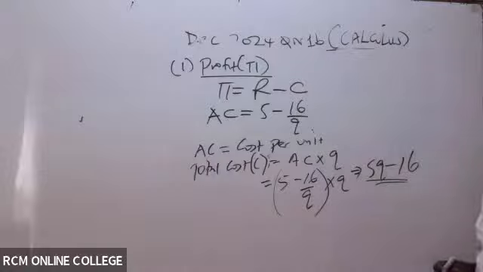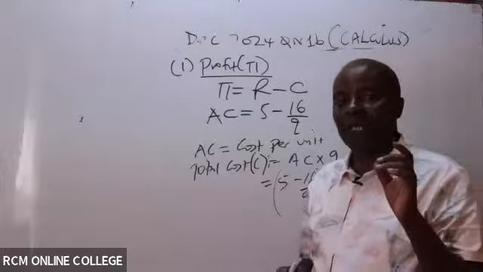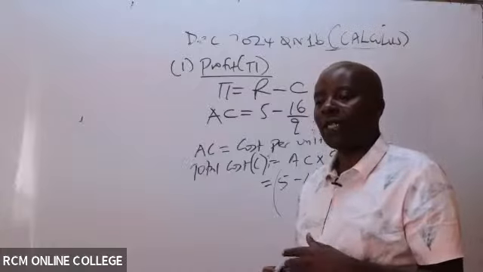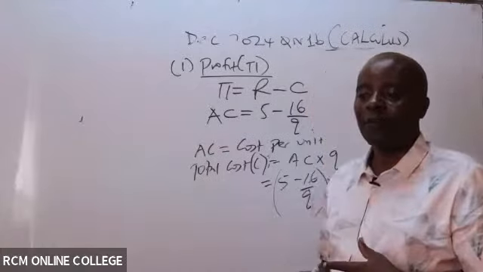So whenever they talk of average cost, always remember that is cost for one unit. And if they want total cost, then multiply by the number of units. Total cost is average cost times number of units.